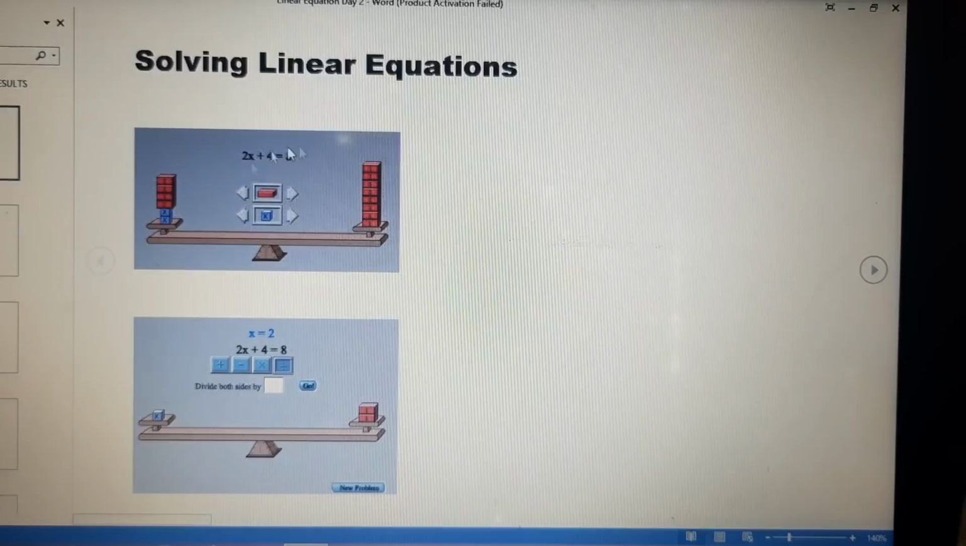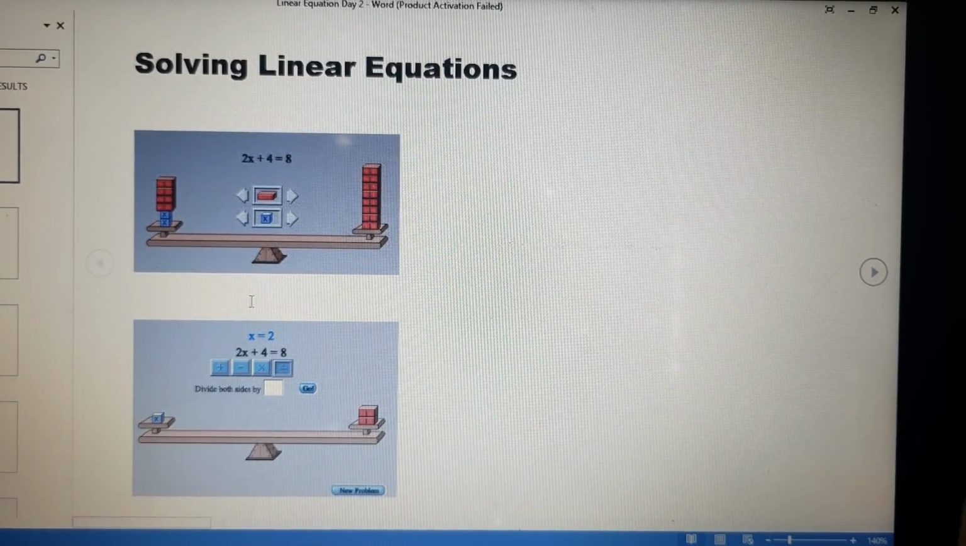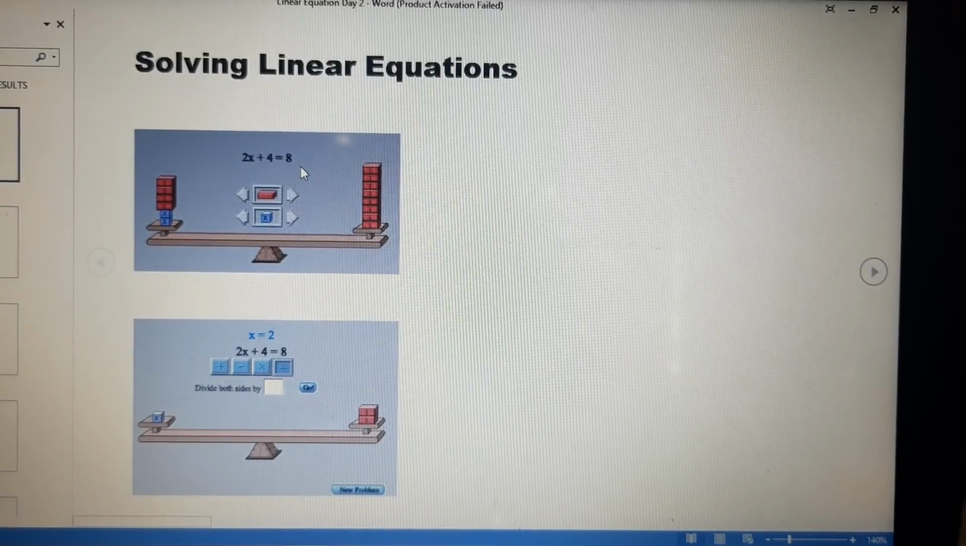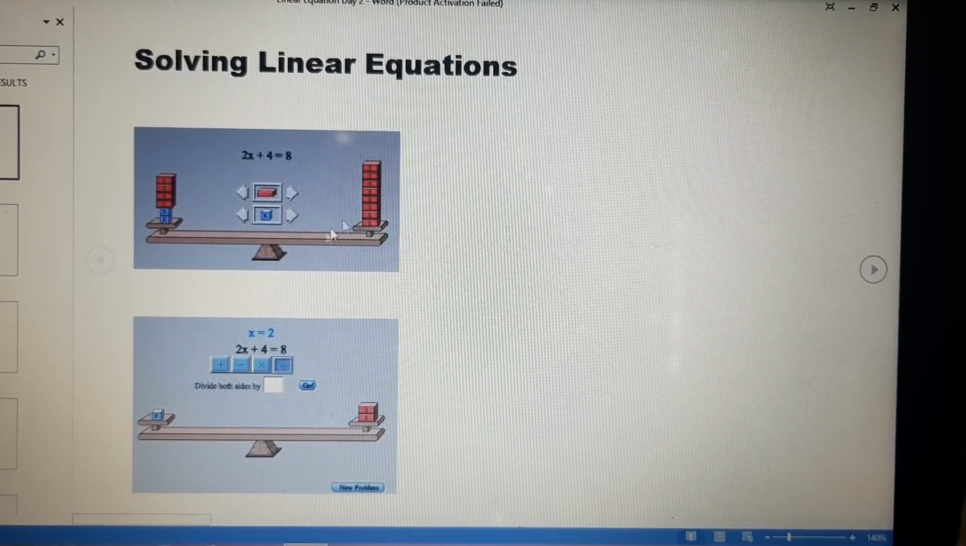Here I have shown you a picture of a balance. How to solve linear equations? The equation is 2x plus 4 is equal to 8. As we can see, the small blue boxes are x, so 2x and plus 4. Red boxes represent 1 unit, that's why we have 8 red blocks over here.